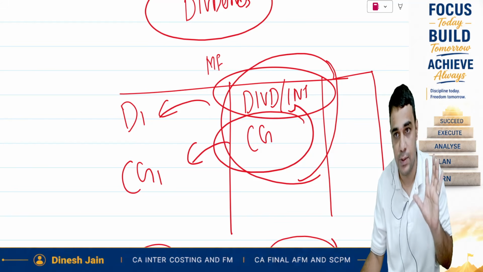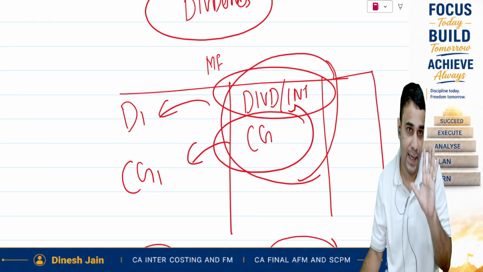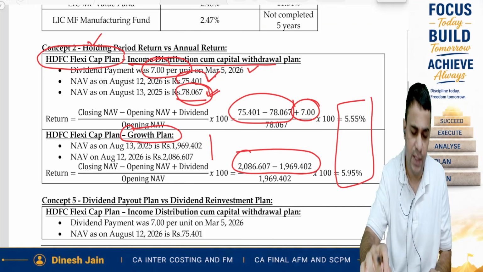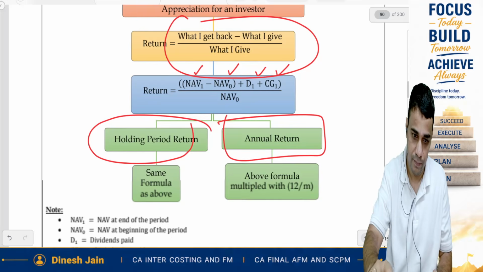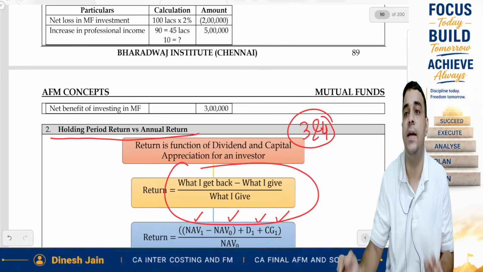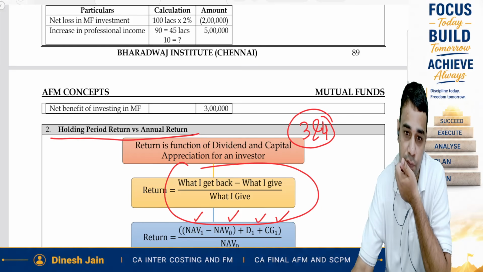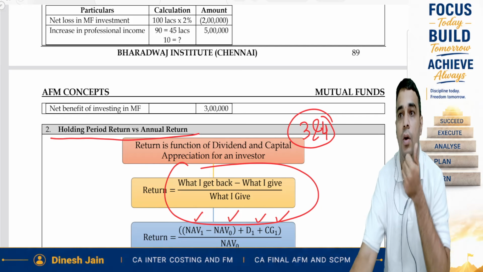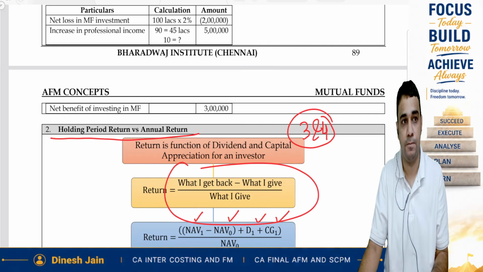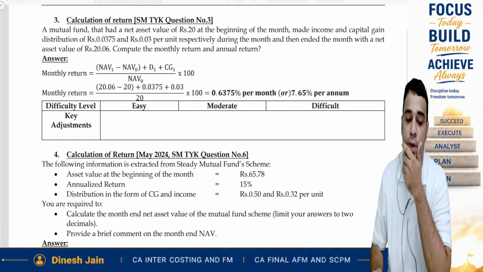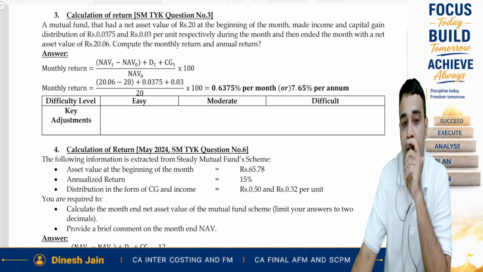Any doubts on this? Able to understand this? Can we proceed ahead? Clear? Okay, let us see a problem now. In this concept, please mark 3 and 4. We are going to see this in question 3 and 4. Okay, can we proceed? Let's come to question 4.